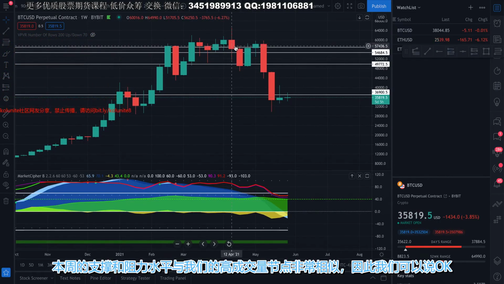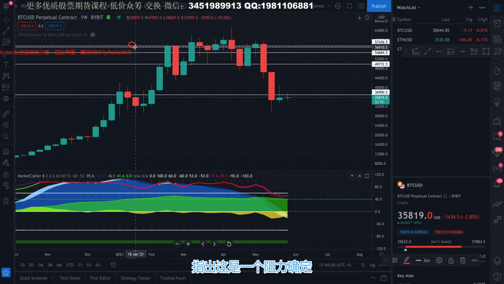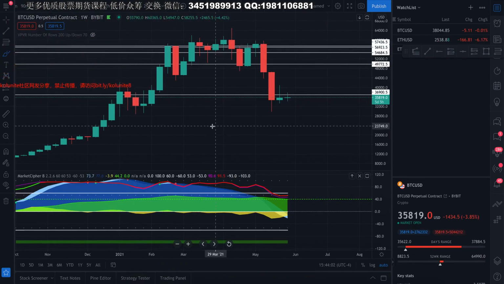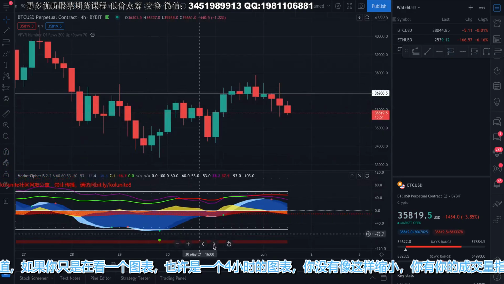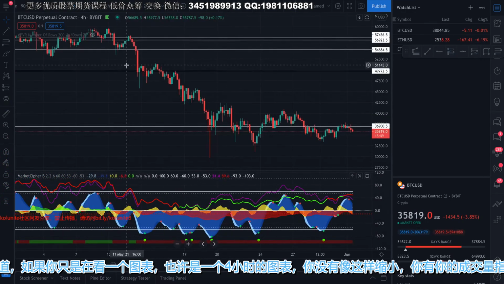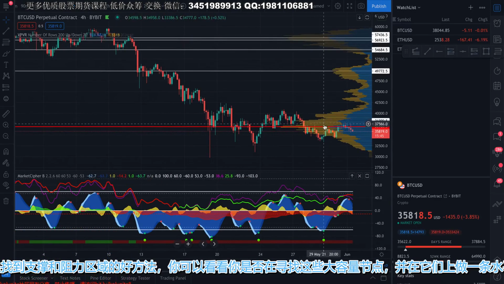Well, I can see right here, for example, this weekly level right up here of support and resistance that lines up very similarly with our high volume node. And so we can say, okay, this is a stronger area of resistance because we have two things here that are pointing that this is a resistance. Now, if you're just looking at a chart, maybe a 4-hour chart, and you have it zoomed out like this, and you have your volume indicator on, this is a great way to find areas of support and resistance.